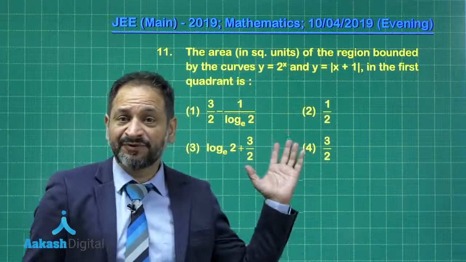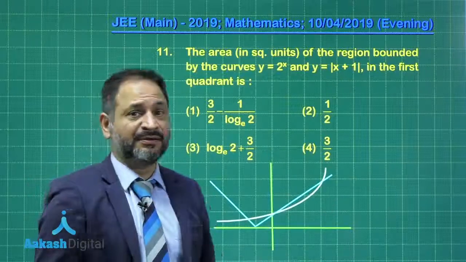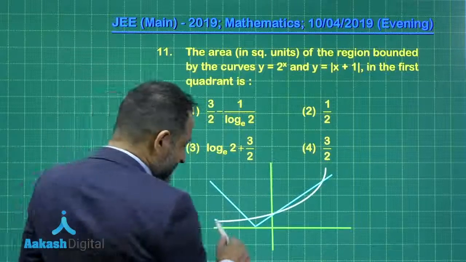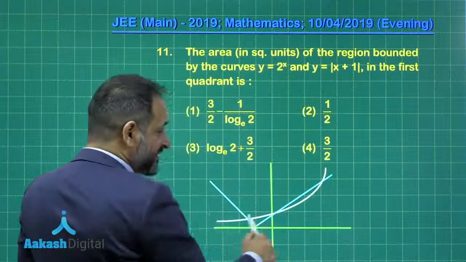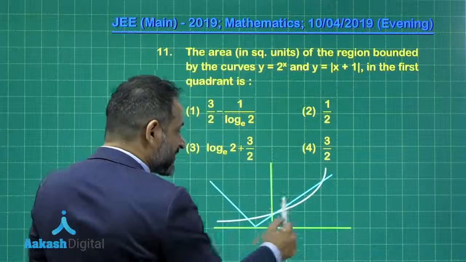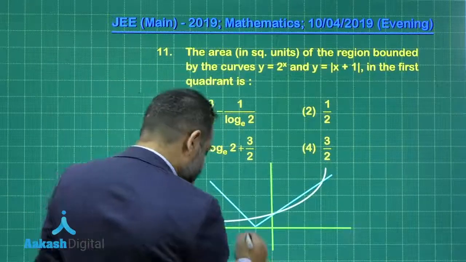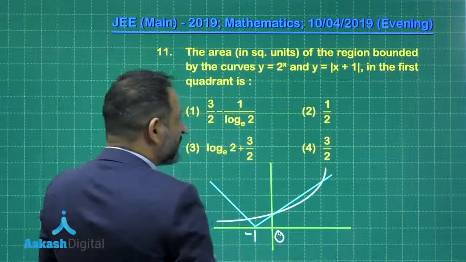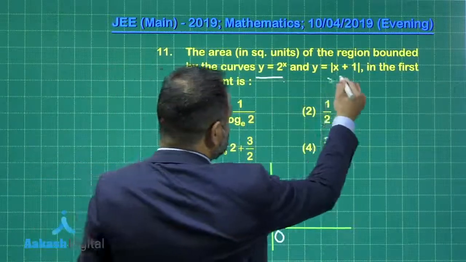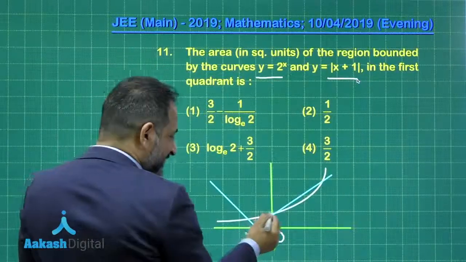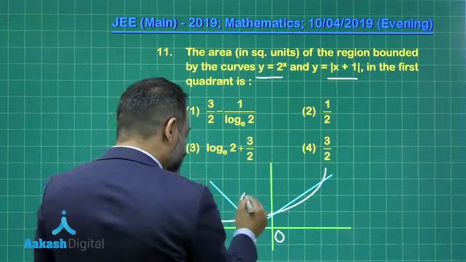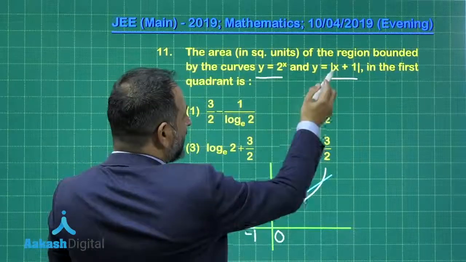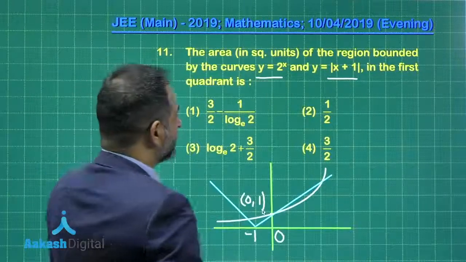So here is the figure for us, which is an easier one to draw. So what is the figure? This is the exponential function which you can see, and this is the modulus of x plus 1, which is making a turn at x equal to minus 1. This is the origin, and if you notice, these two curves are meeting at x equal to 0. So this is the point 0 comma 1, because at x equal to 0 you can see y is 1, and again at x equal to 0 you can see y is 1.